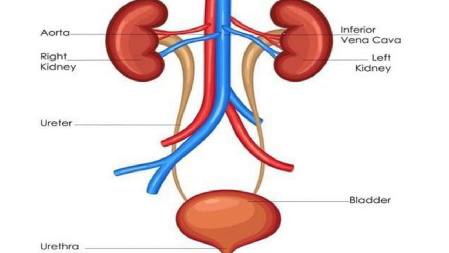The urinary system contains the right and left kidney. It is also connected with the aorta and the inferior vena cava. The right and left kidneys are connected with the urinary bladder with the help of the ureters. The urinary bladder finally ends with the urethra.